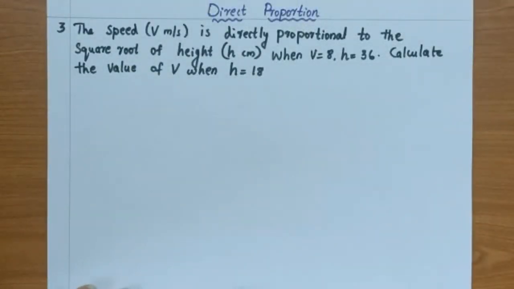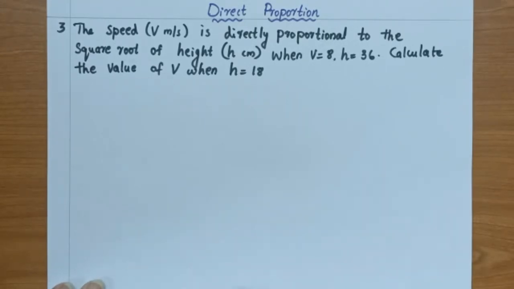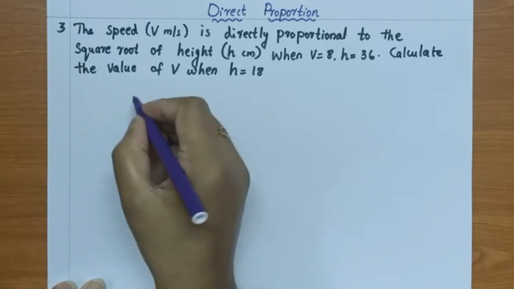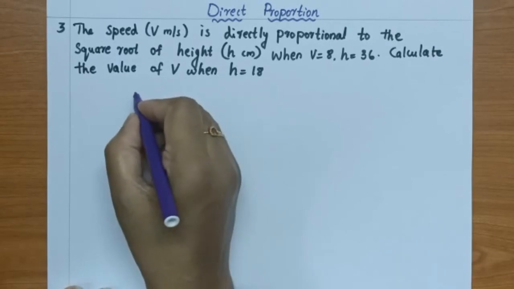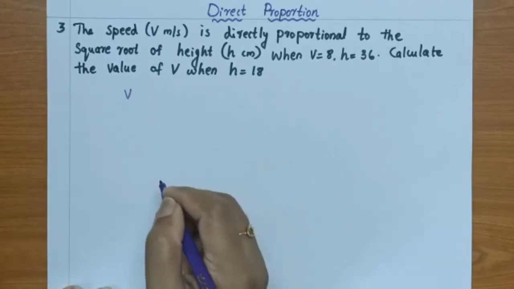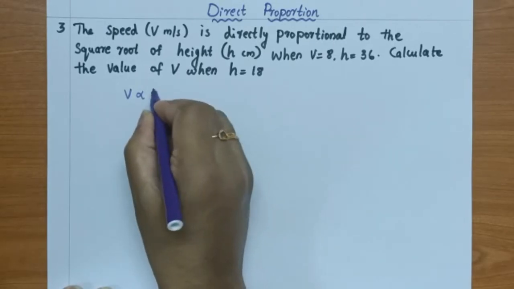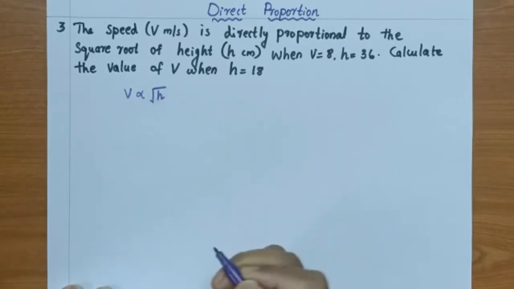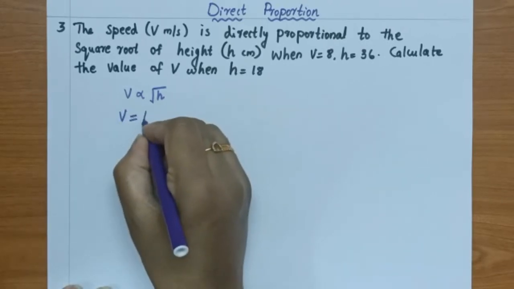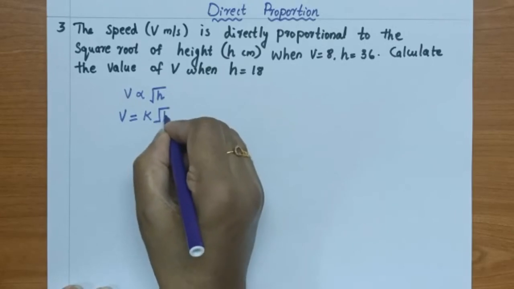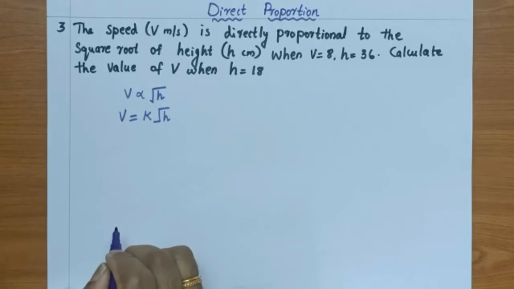Now question number 3. The speed v meter per second is directly proportional to the square root of height h. So we can write the proportion using the proportionality symbol. We can write the relation, that is speed v is directly proportional to the square root of height h. Then when we are removing the proportionality symbol, v equal to k square root of h. When v equal to 8, h equal to 36.